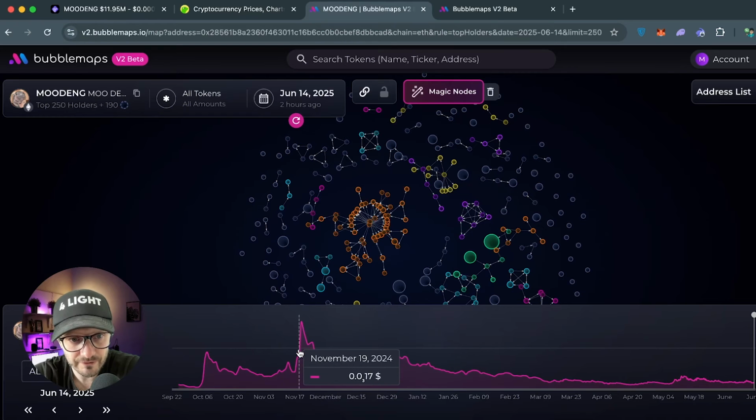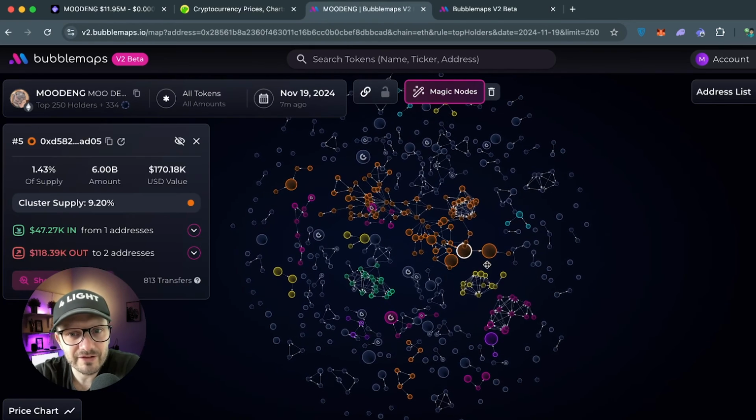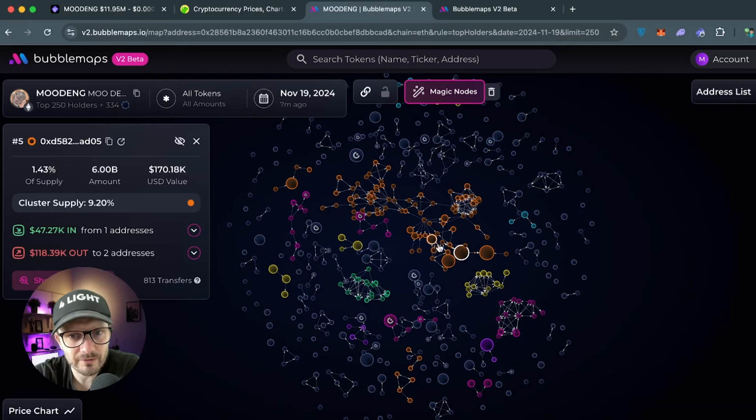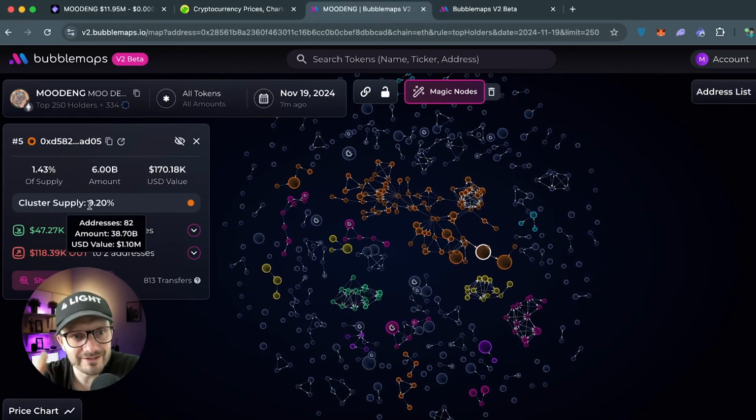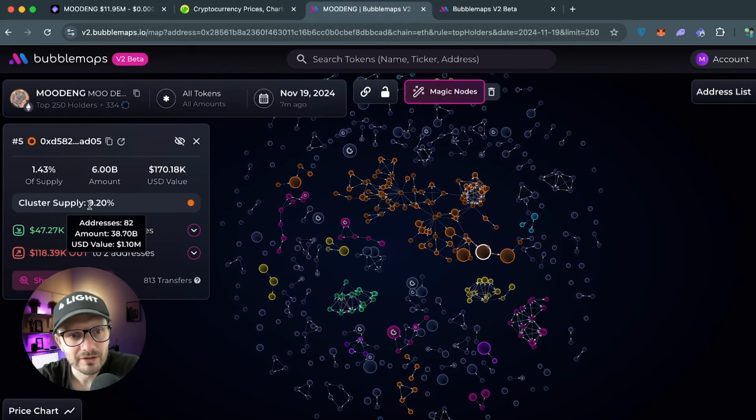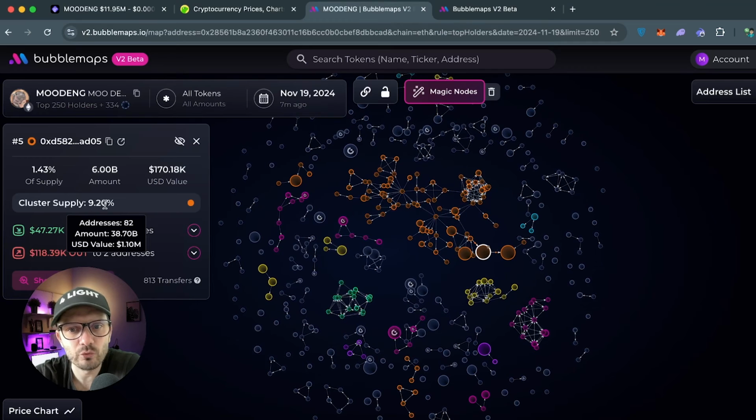Before the crash, we can see the connections. Take a look at this cluster. This one big cluster, all of these wallets are cross-connected. At that time, before the dump, they held like 9.2% of total supply. So it's kind of a big one. And I already showed you in videos, if you see some wallets hold more than 5 or 10% of a token, it can be dangerous, right?